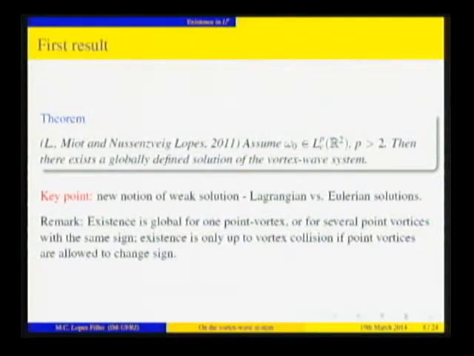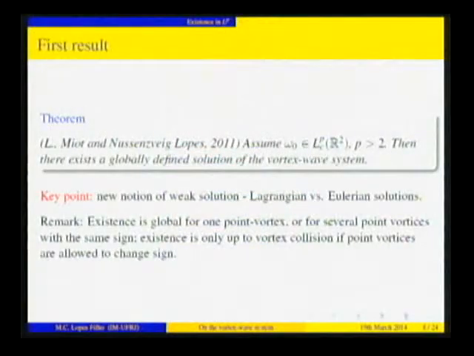So after we got interested in this, and again, this is something Eleonora had already mentioned. Our first result on the story was the existence of a globally defined weak solution with initial vorticity in L^p, compactly supported, p greater than 2. And this is something we proved back in 2011.